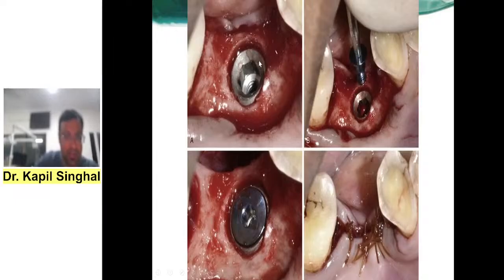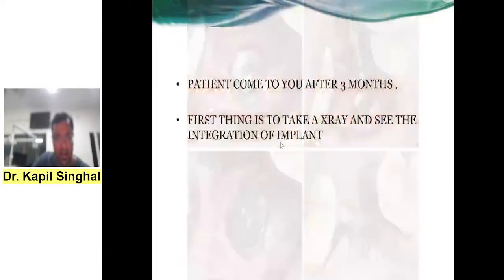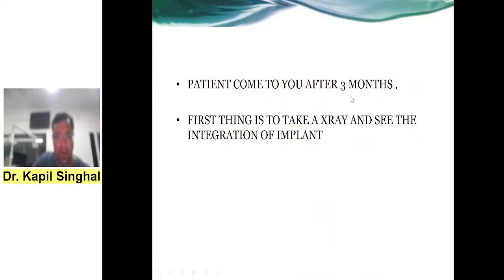So what we have done is, now we have taken that hex driver, we have unscrewed the cover screw. Now this is that implant that has osseointegrated with the bone. Now I need to place another component over my implant, so that my soft tissue would not cover it, and it will lead to formation of a soft tissue emergence around my implant. So next component that you will require, so patient will come to you after 3 months and we'll take one X-ray to see if your implant is integrated.